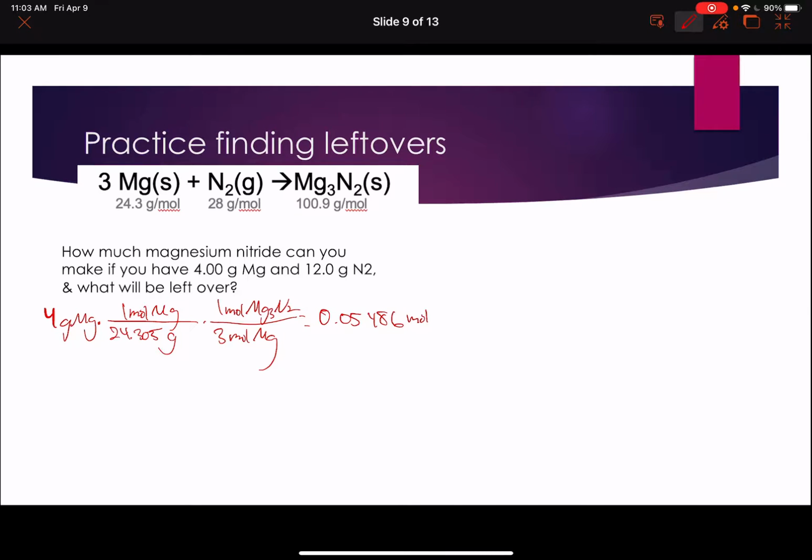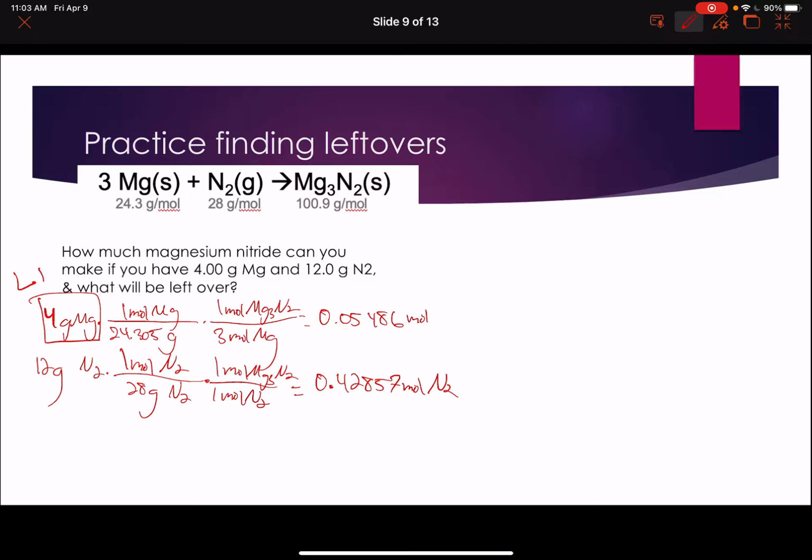moles. Okay, and now we will do this one, 12 grams of N2, to see if this one might be the limiting reactant. 28 grams of N2 per 1 mole of N2, and then we just have 1 mole of N2 to 1 mole of magnesium nitride. So now all we have to do is, there we go, 0.4286 moles. Awesome. That is it. So we know the Mg is the limiting reactant.